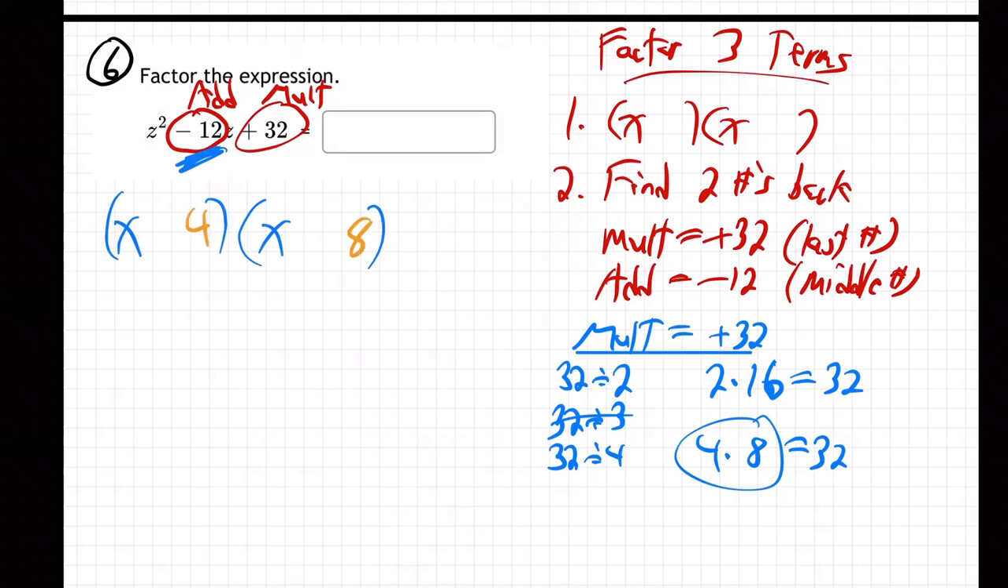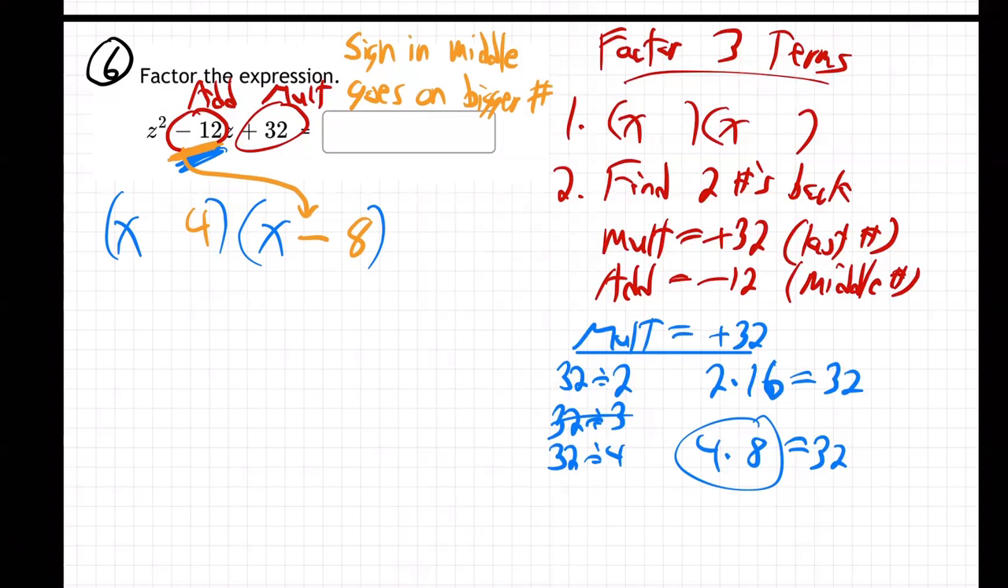All right, now, how do we know what signs they need? Well, the sign in the middle goes on the bigger number. Is that making sense? That'll always be the case. The sign in the middle goes on the bigger number. So this is minus in the middle, goes to the bigger number. 8 is bigger than 4.